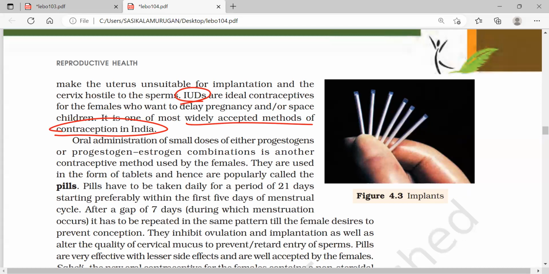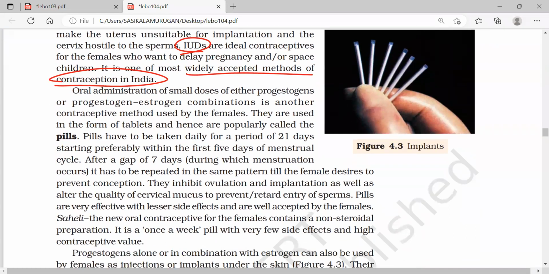Now let me talk about the other type of contraceptive method, that is oral administration. See, some pills, they are called tablets. Okay, so either they are made up of progestogens or a progestogen-estrogen combination. So they are widely used by females, in the form of tablets, probably called pills.